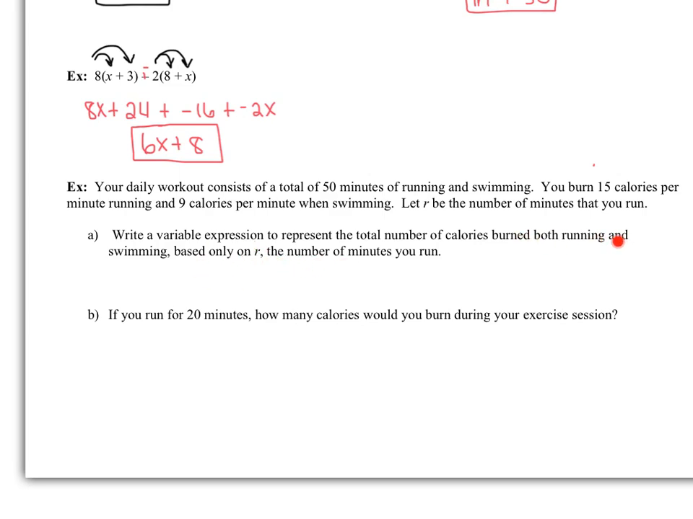But we're going to assume that we're running and swimming, but we're only allowed to use r, which stands for how long we run. So the information that's important is that we want to work out for a total of 50 minutes, and we can get to that 50 minutes by doing both activities. When we run, you burn 15 calories per minute, and when you swim, you burn 9 calories per minute. So again, we're only going to use r.